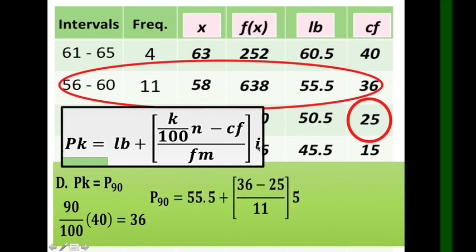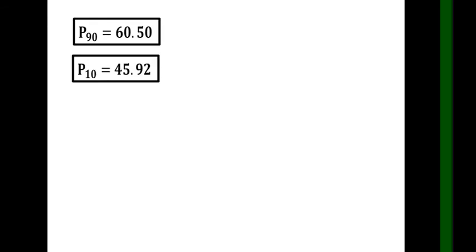So this is now our solution. So 36 minus 25 is 11, divided by 11 is 1, times 5 is 5, plus 55.5. The answer is 60.5 or 60.50. They are just the same. Okay, so P90 is 60.5 or 60.50. So we're done with P90 and P10.